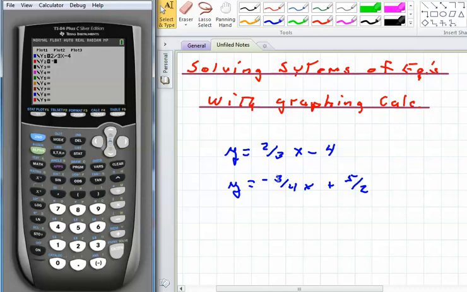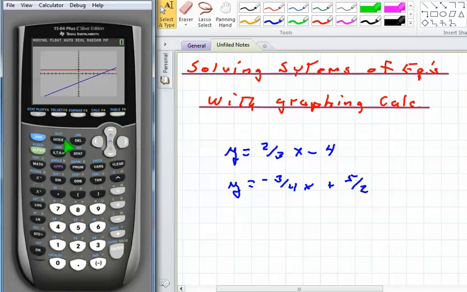Now 3/4 can be written as a decimal. You know what it is, but it's still, I think, easier just to type in 3 divided by 4, plus 5/2, 5 divided by 2. And then we graph. This takes a long time. You have to be patient. There's nothing you can do while this is going on.